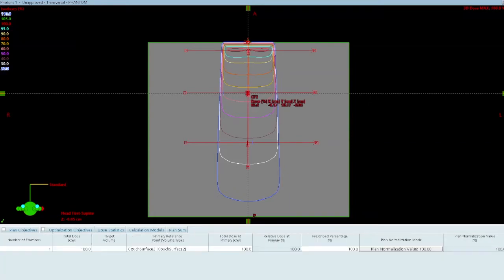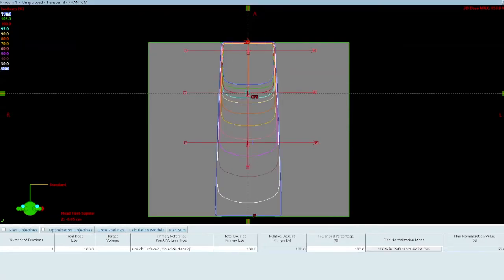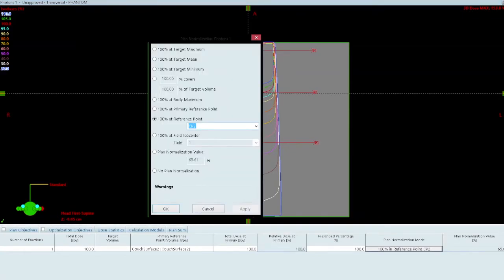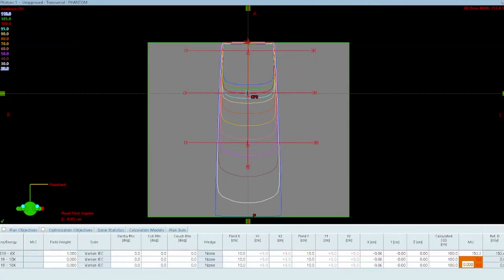Okay, now I want to tell the computer, I don't want you to deliver 100 monitor units. I want to deliver 100 centigray to calc point 2. And let's hit OK. And now you see what's happened. I'm normalized. 100% of the dose is going to the reference point, calc point 2. So what that's done is it's pushed this 100%. This 100% of the dose corresponds to 100 centigray. It's now forced that dose to go through the calc point. And the way that it does that is by increasing my monitor units. So I was at 100 monitor units. Now I'm at 152. So the machine has been turned on for a longer period of time, which forces more radiation in through the patient, which means more dose is being deposited and being shifted deeper.